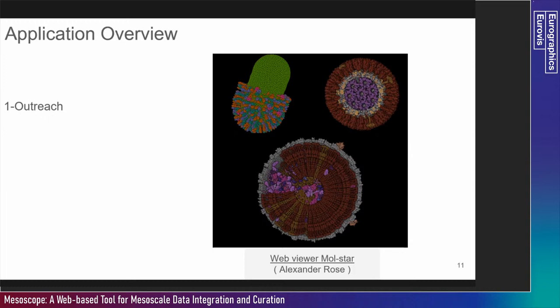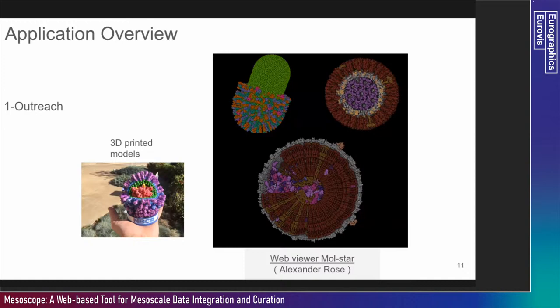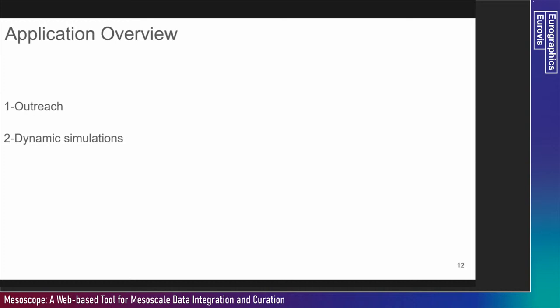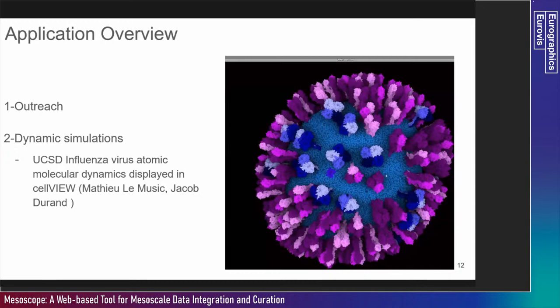We are still working on this. Another way we want to do outreach is with 3D printed models, because these models can be loaded in third-party 3D software, or we can send them to a 3D printer. But what is more interesting for us is to use these models to understand, or rather, the question is: can we find emergent behavior from these models by doing minimal simulation? I will quickly give you some examples of what we did in recent years.